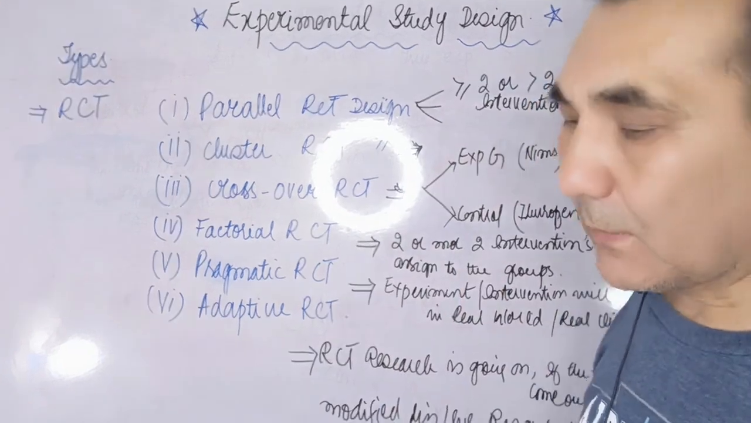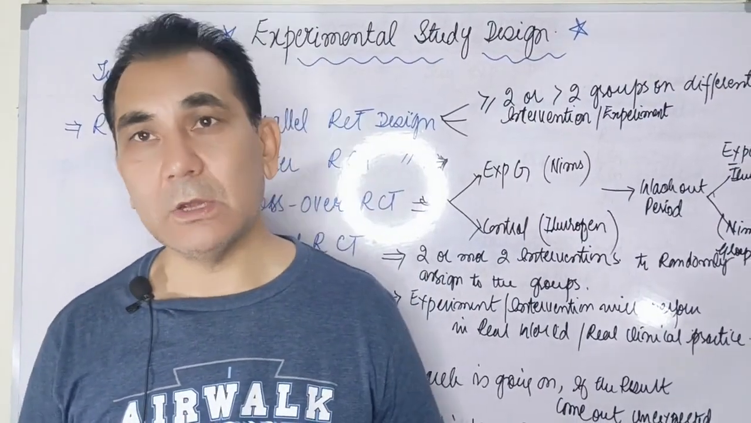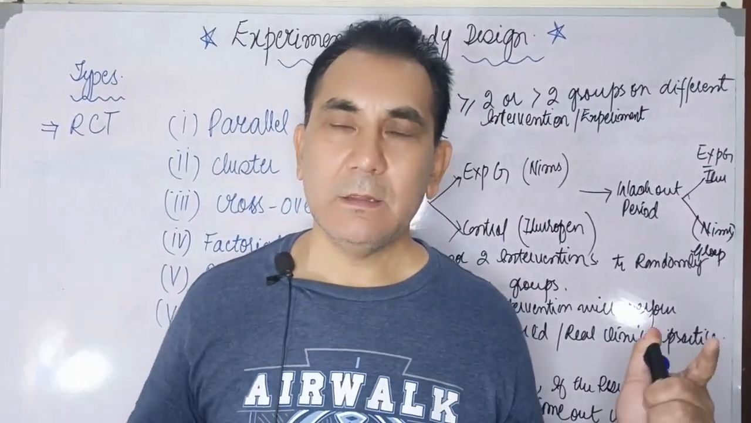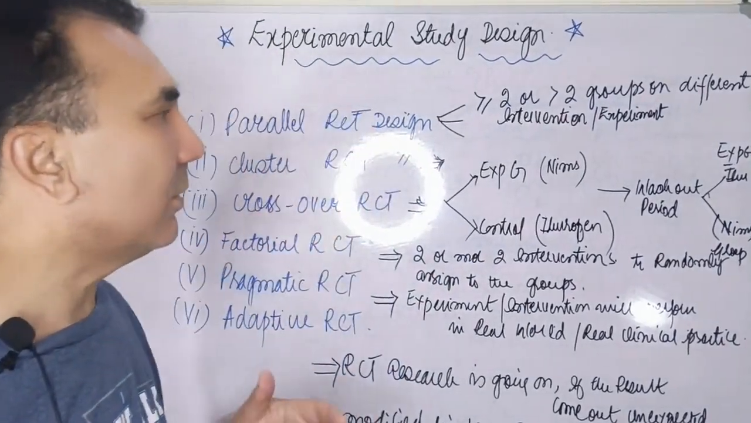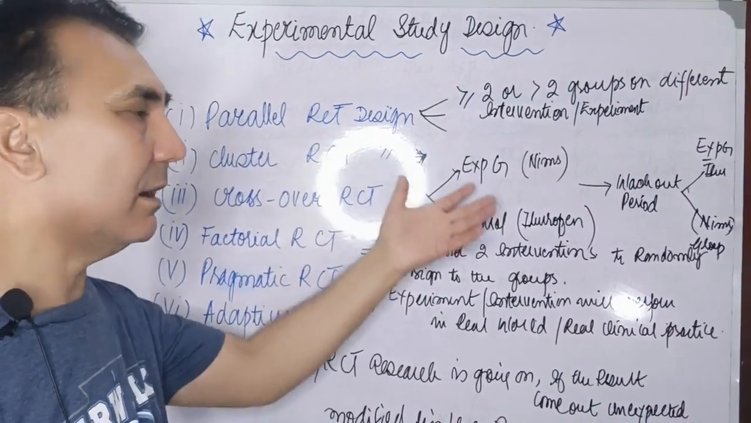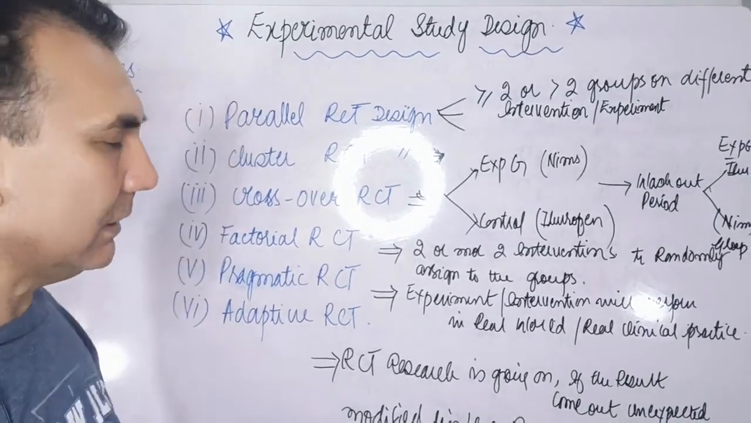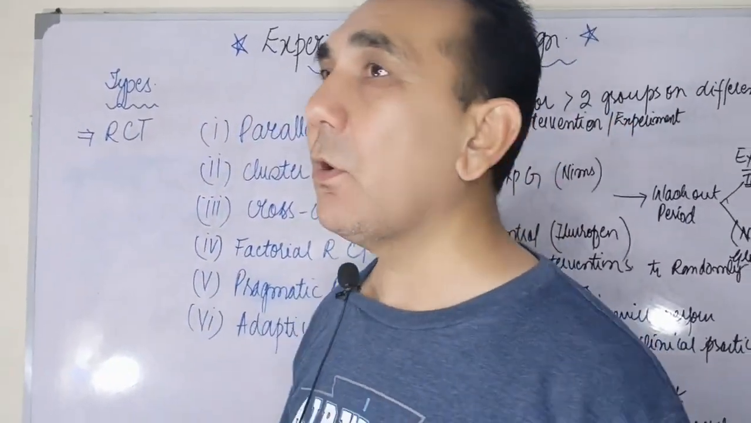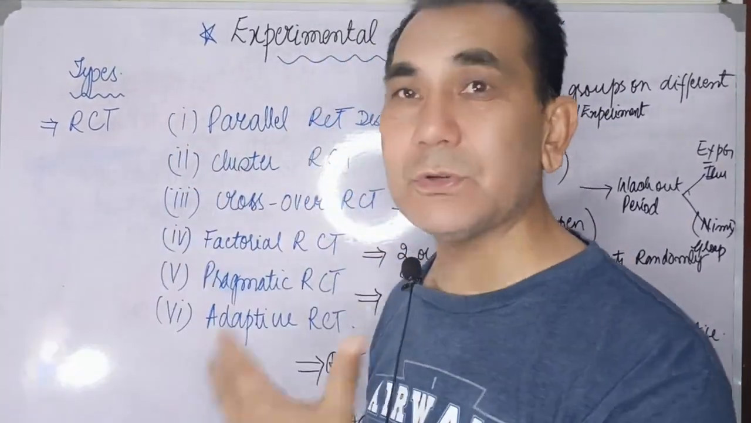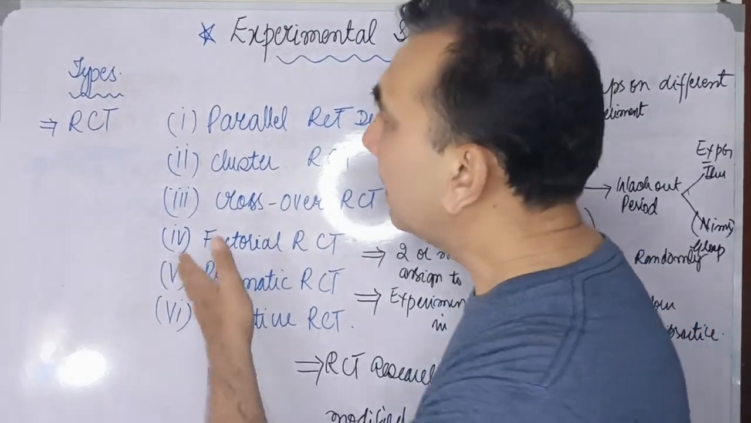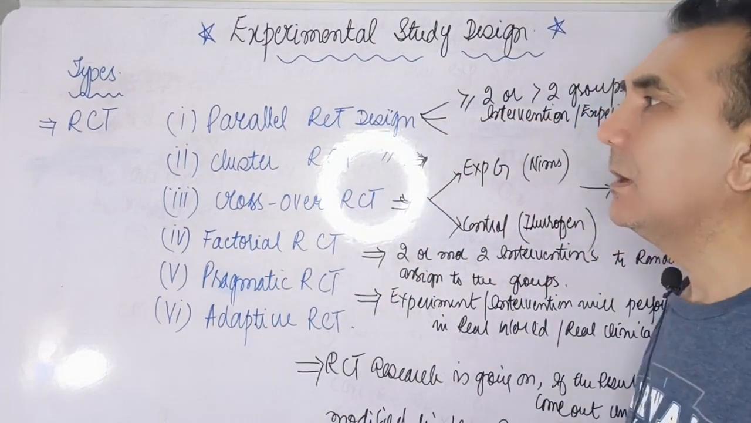The third key feature is matching and homogeneity, and then internal validity. So these are the key features of the randomized controlled trial, which I discussed with you in detail. Then we learned the different types of RCTs. After fulfilling the key features of the RCT, we have six types of RCT design.